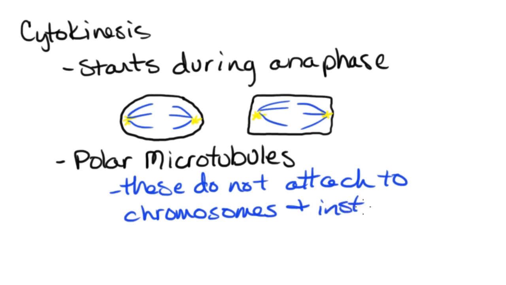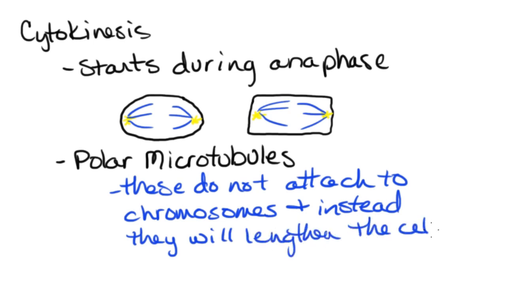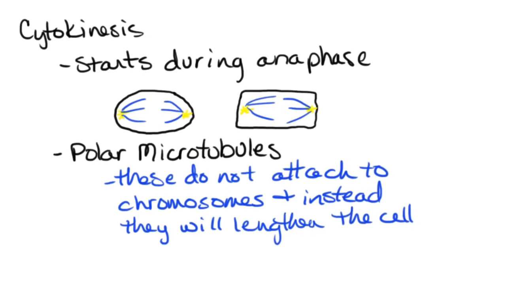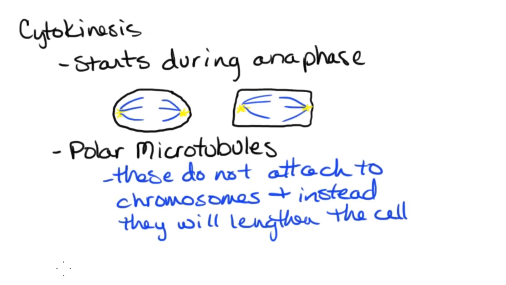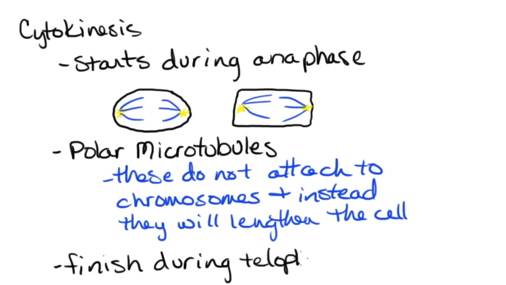And instead, they will lengthen the cell or help to really stretch it out for us so that it gets to this stretched out state. That's the beginning of cytokinesis. After that, we are going to continue on through telophase, and really by the time we finish telophase, we're going to finish cytokinesis. So this is the timeline that we're looking at here. We start during anaphase, we finish during telophase. So this is a process that overlaps with the mitosis steps.